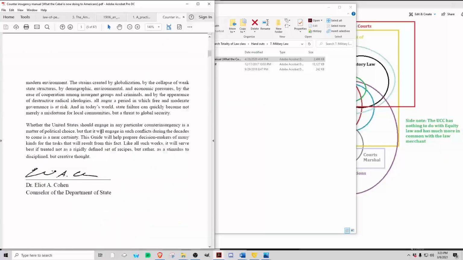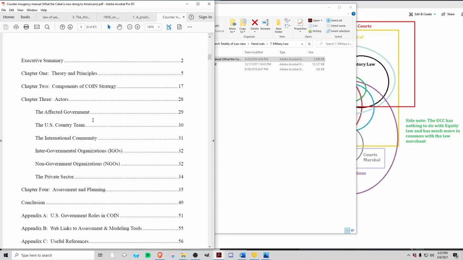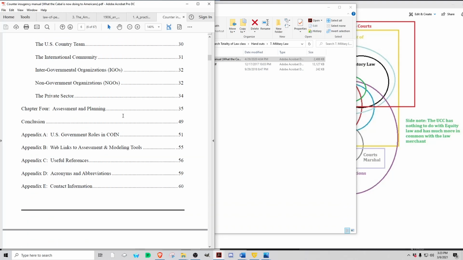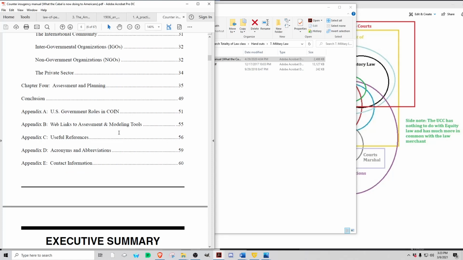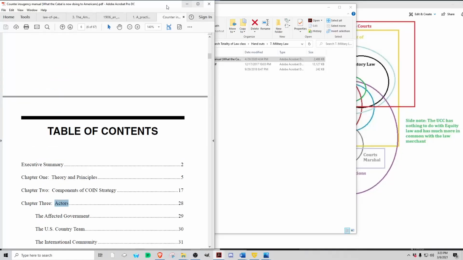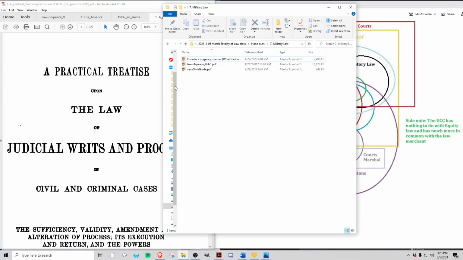So anyway, I'm not even going to get into all this garbage, but the point is that just to take a look at the table of contents here. Chapter 3, actors. Actors, right? Yeah, actors you pay. The affected government, U.S. country team, international community, right? The private sector, assessment and planning. This is all how they plan to do all this shit. So I'll leave that for where it is, and anybody can take a look at it at their own leisure.